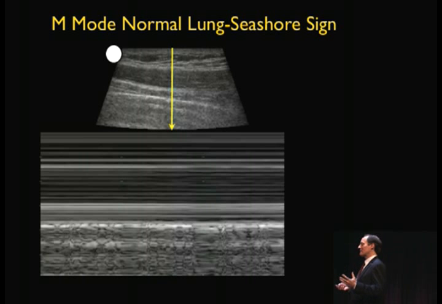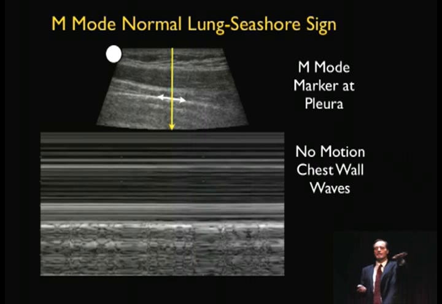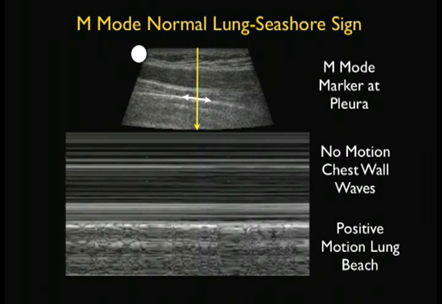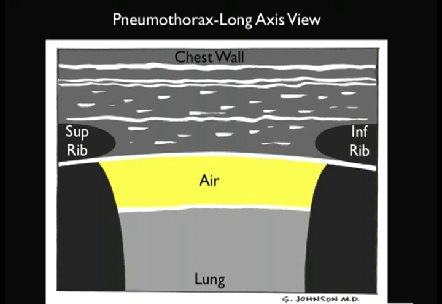Okay? What you're seeing at the top there is the chest wall, and you're going to see repeating lines, which are the waves, showing no motion of the chest wall. Then you're going to see the beach underneath there, and the beach is going to be the movement of the lung. So waves on the beach, a normal examination showing that there was movement of the lung, no pneumothorax. So we call it waves on the beach or the seashore sign with a normal lung. Okay, so we know what normal looks like.